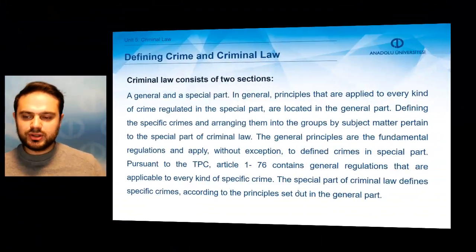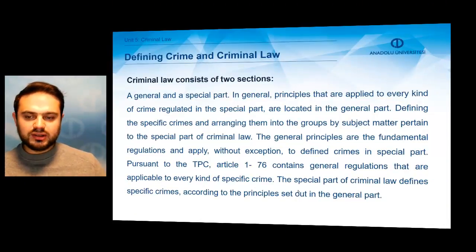Okay, let's continue. Criminal law consists of two sections: a general and a special part. In general, principles that are applied to every kind of crime regulated in the special part are located in the general part. Defining the specific crimes and arranging them into groups by subject matter pertain to the special part of criminal law. The general principles are the fundamental regulations and apply without exception to defined crimes in the special part.